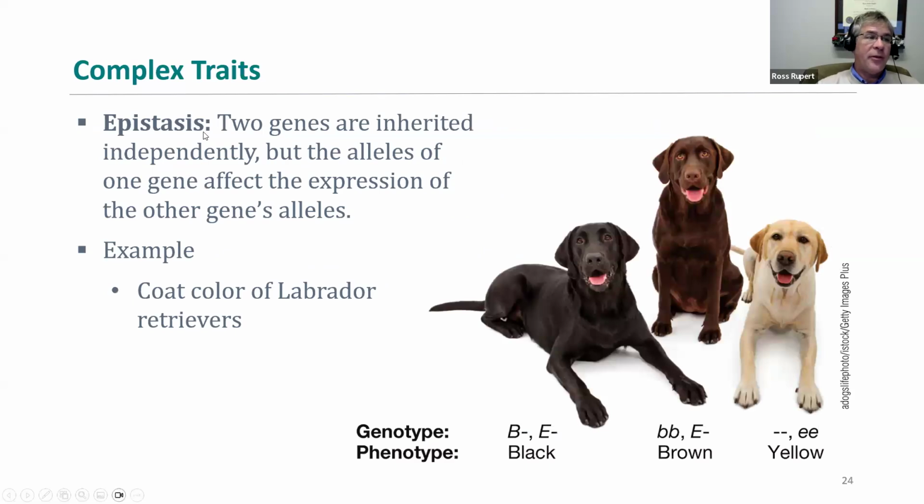Epistasis is yet another complex system. It's called non-Mendelian and it's complex. It means that two genes are inherited independently, but the alleles of one gene affect the expression of the other. For example, there's two genes, B and E. The only way the puppy can be black is if it has a dominant B and a dominant E. If it does not have that, it will either be brown or yellow. That is epistasis. Another way to tell epistasis is if there's a 9:7 phenotypic ratio. If you did a cross, instead of getting the 3:1, you would get a 9:7. That's a key giveaway that it's epistasis.